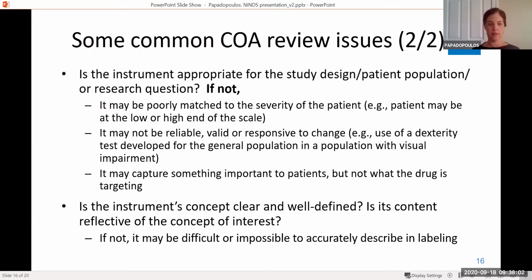The other thing is, are the instrument's concept clear and well-defined? Is the content reflective of the concept that we're trying to measure? And if not, it may be very difficult or impossible to accurately describe what is measured in product labeling.